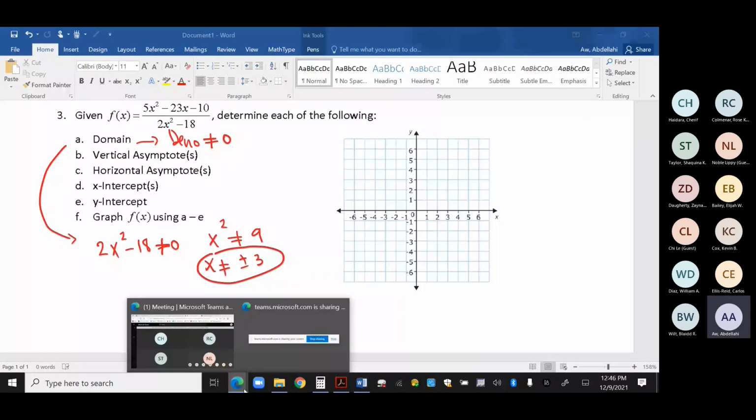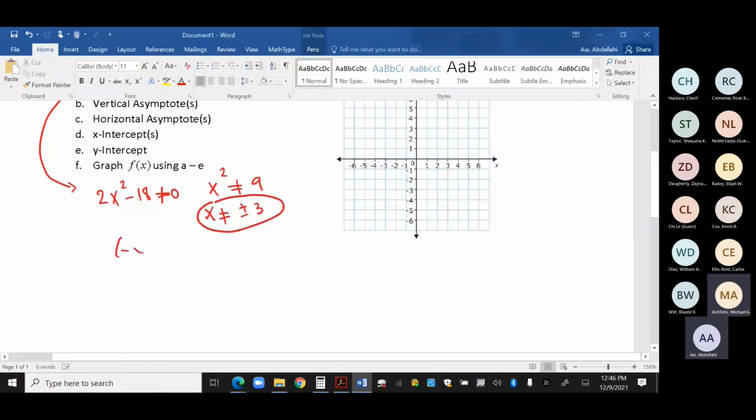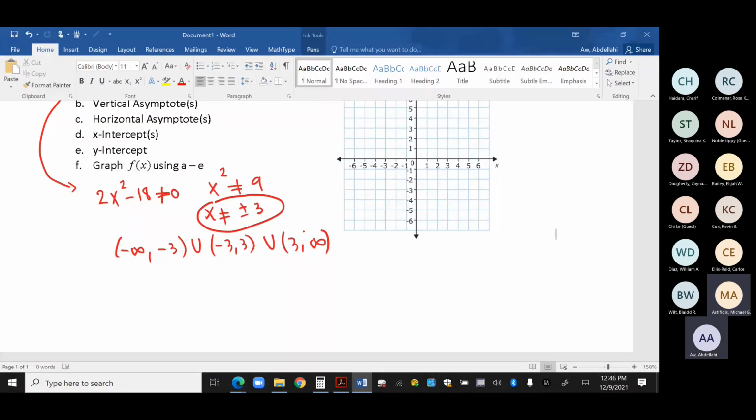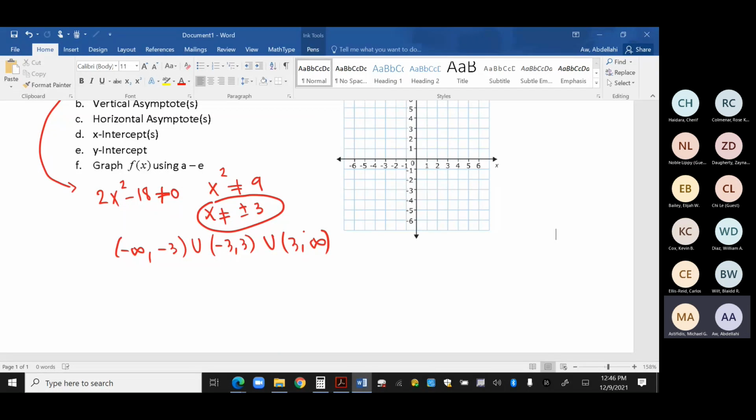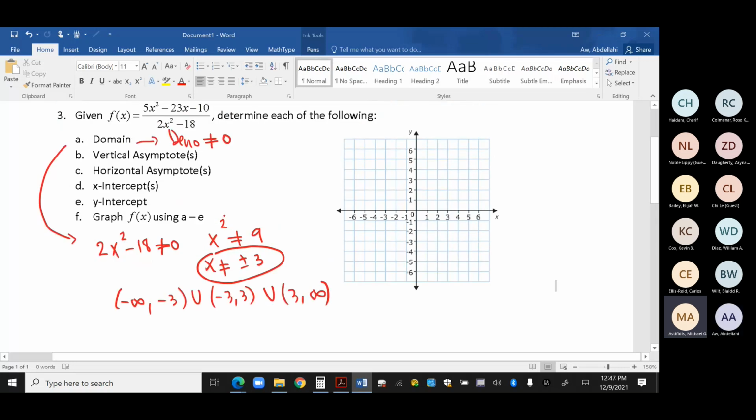Now, if I write it as an interval, it's going to be negative infinity to negative 3, union, negative 3 to positive 3, union, positive 3 to infinity. That is the domain. Everybody understand that? For any rational function, the domain is all the numbers except those numbers that make the denominator 0.